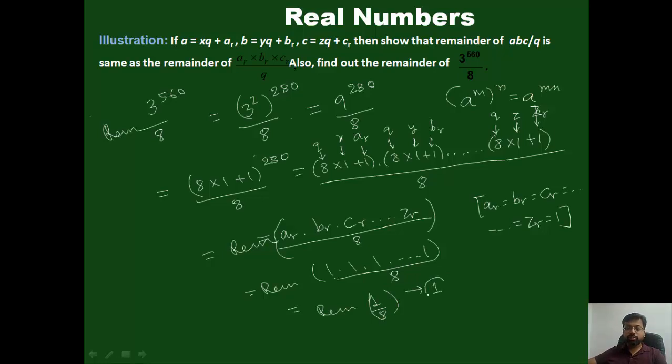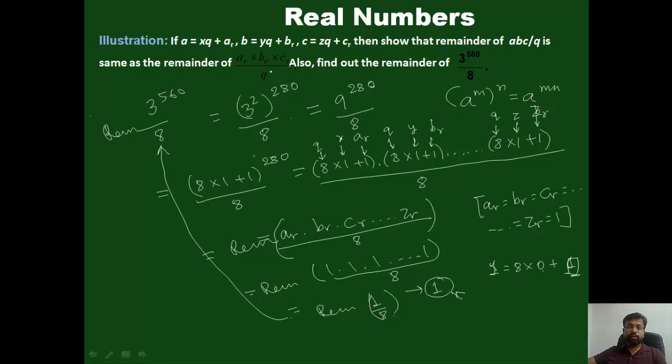Right? There will be no quotient. Whatever the number is, it's going to be the remainder. If you divide 1 by the number 8, the remainder is going to be 1. Why? Because 1 is equal to 8 into 0 plus 1, right? When 1 is divided by 8, the quotient will be 0, but the remainder will be 1. So the remainder is 1 when 1 is divided by 8, and this is equal to the remainder when 3 to the power 560 is divided by 8.